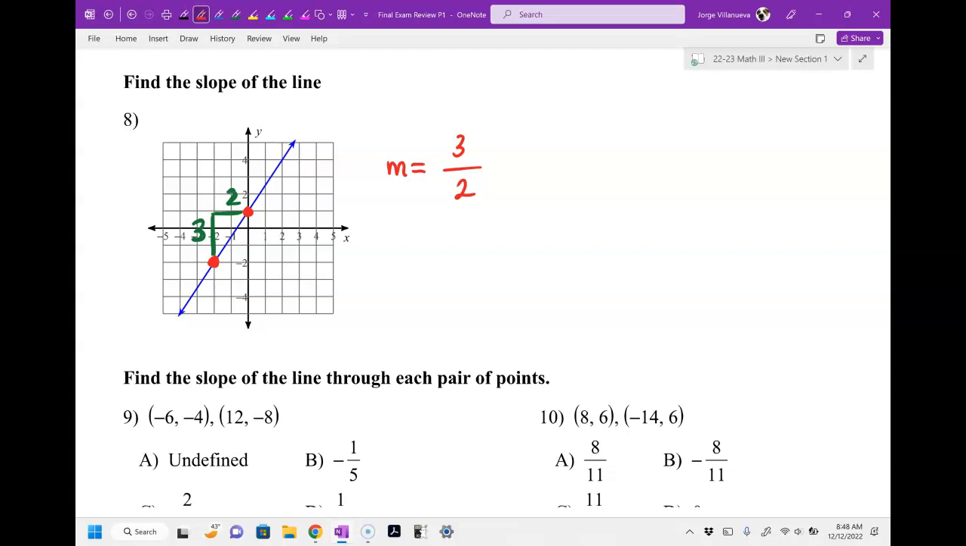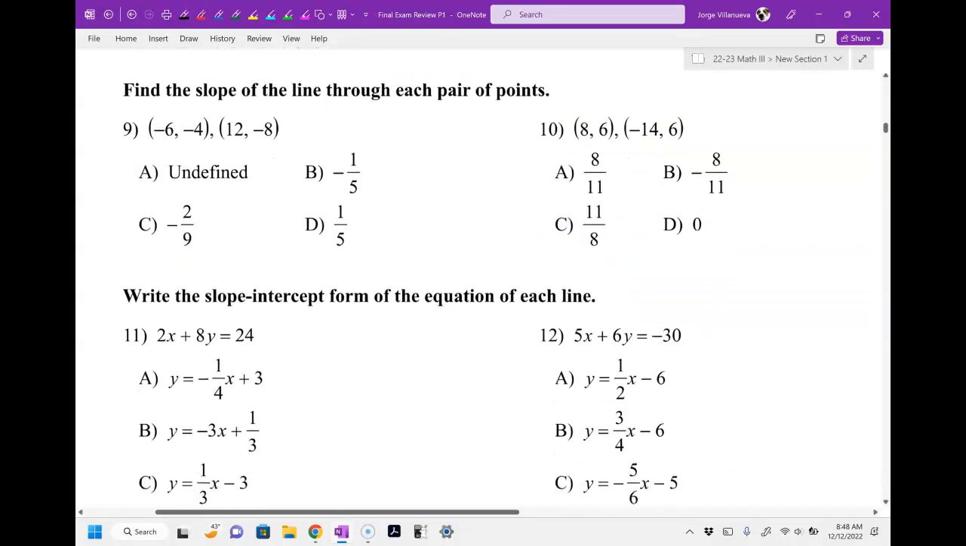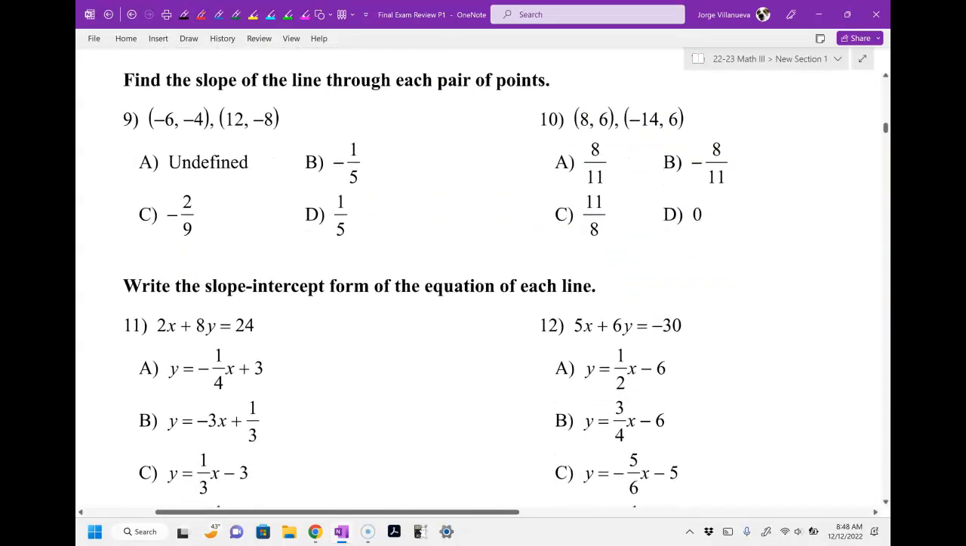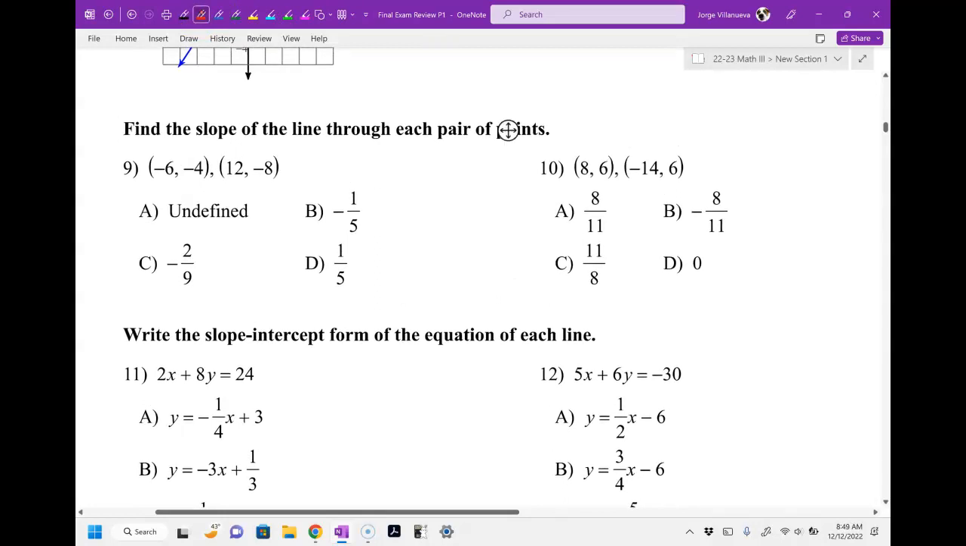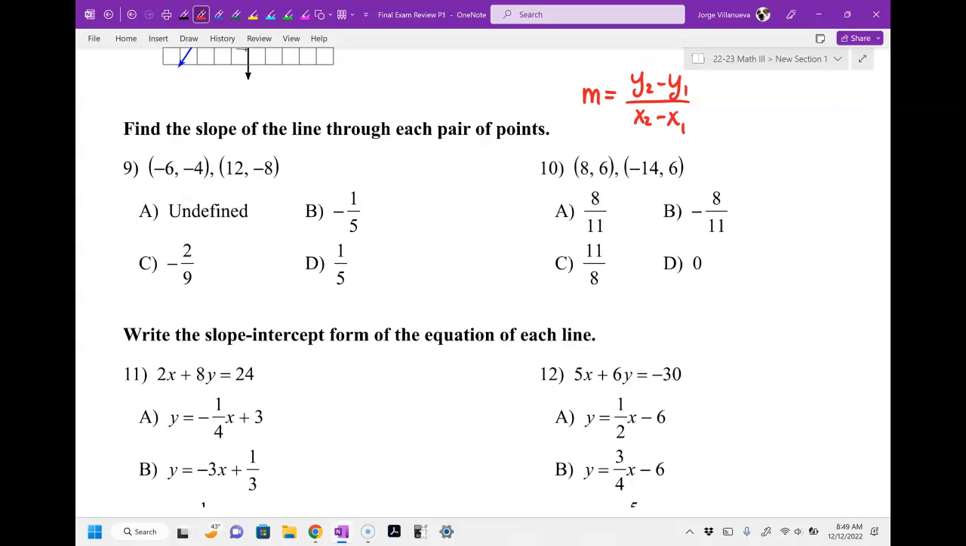All right, so there's that one. Now number 9 wants you to find the slope using the formula because they just gave you 2 points. So remember the formula, I'll write it up here. M is equal to y2 minus y1 over x2 minus x1. Okay? That's the formula you're supposed to use for slope if you're given points. You could have used the formula in the previous problem too. You just get those 2 points and plug them into this formula, but most people prefer just to count.